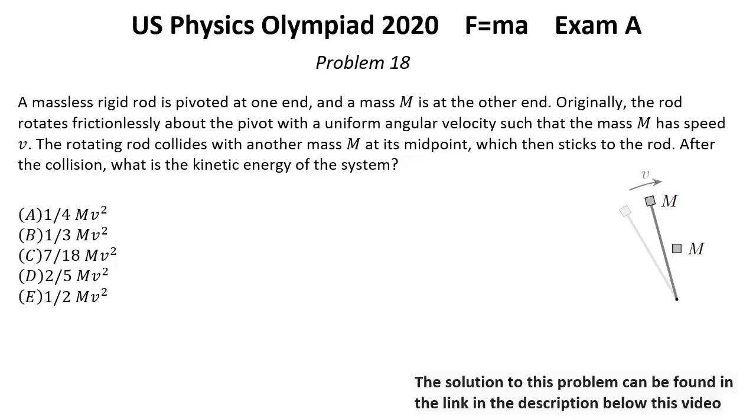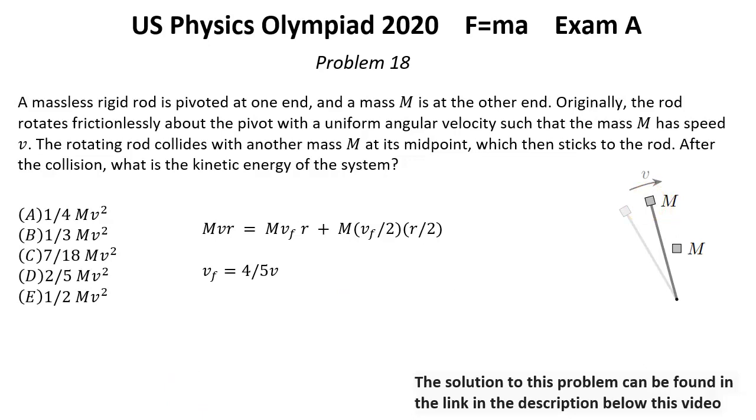Solution for problem number 18. Here we have angular momentum conservation. It means that the initial angular momentum m v r must be equal to this expression. So from here we can find that v final for the first mass equals 4 over 5 v.